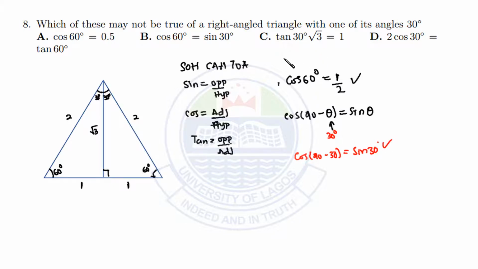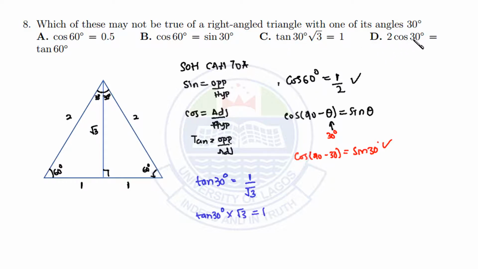Then the third option, I have tan 30 multiplied by root 3 is equal to 1. Now what is tan 30 here? We have tan 30 degrees equal to opposite over adjacent. Our opposite here is 1, over adjacent. Our adjacent here is square root of 3. Now if I cross multiply, we are going to have tan 30 degrees multiplied by square root of 3 equals 1. So this option is correct.